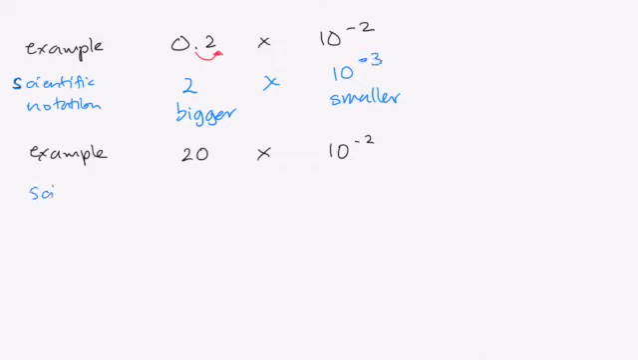So for this one, the scientific notation for 20: add a decimal and move it over so that this is going to be 2.0. So this is 2.0, and from 20 to 2.0 is smaller. And so the exponent needs to get bigger, and bigger means getting closer to 0, which is going to be 10 to the minus 1.